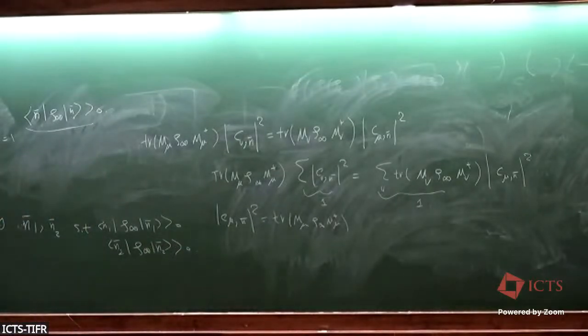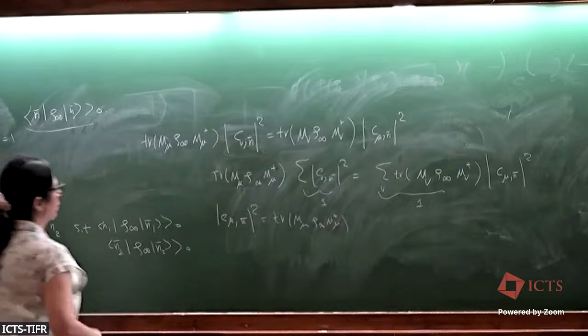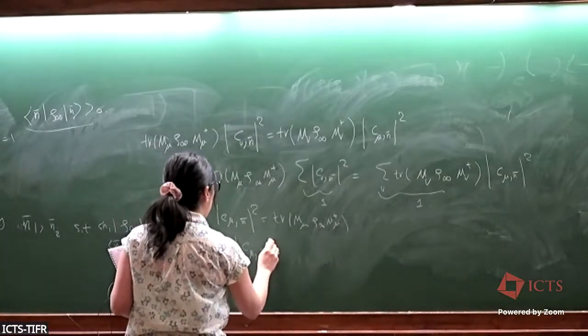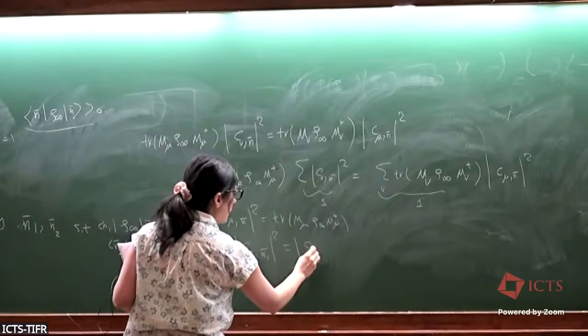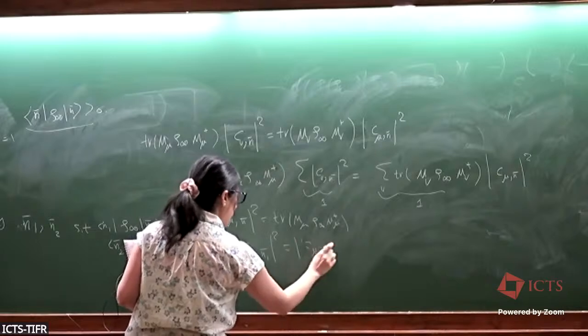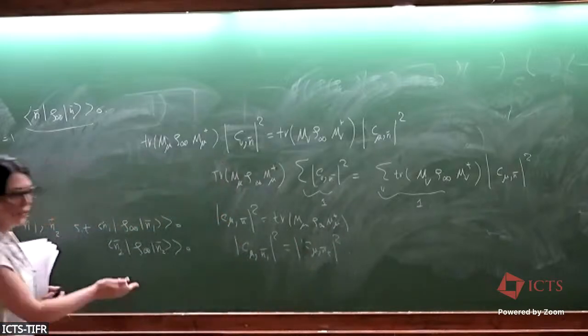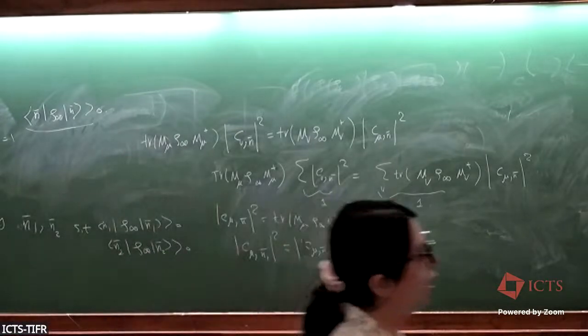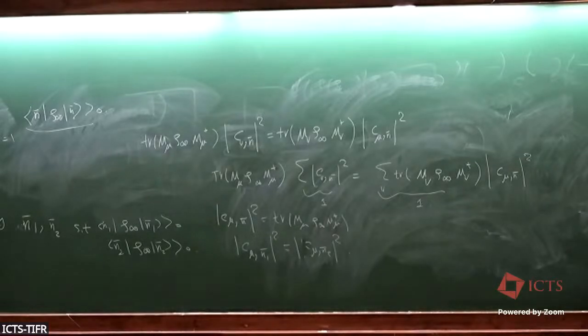So if you have this, you can see from this that you get C mu m bar 1 square equal to this m bar 2 square. But this is in contradiction with our assumption, right? So that is why this is not possible. So then, it's good.